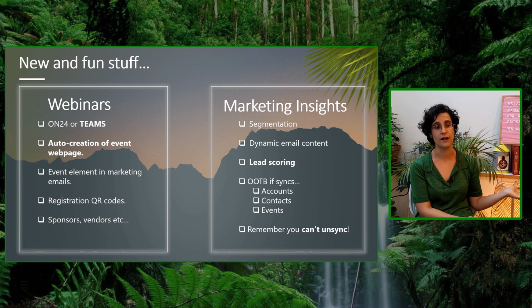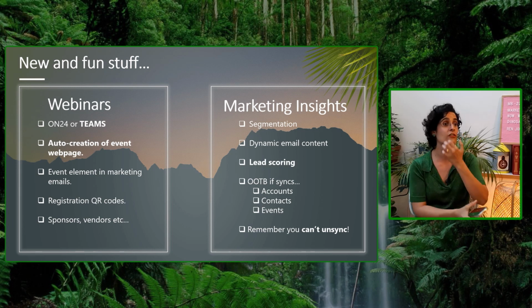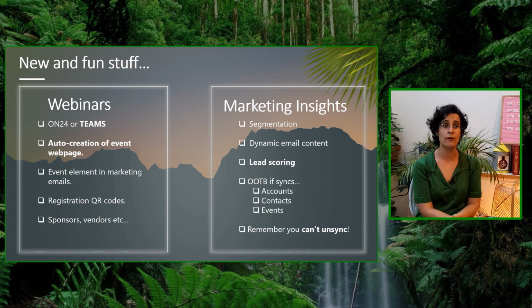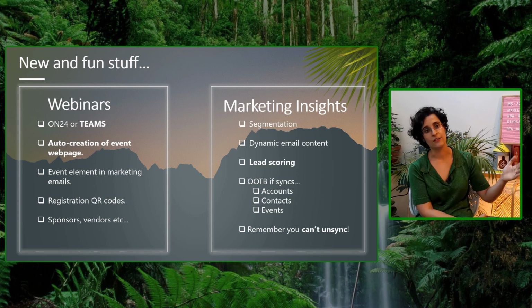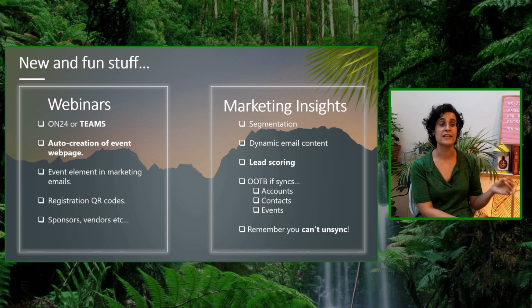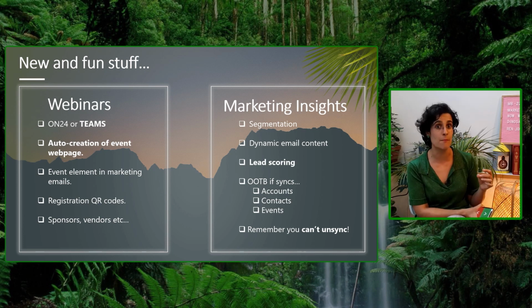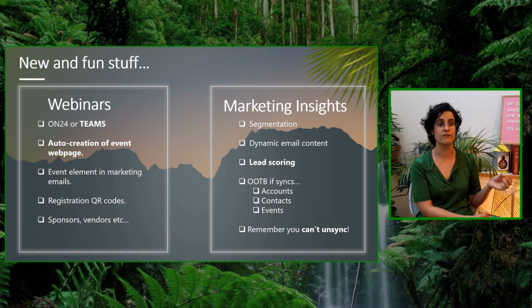And next up, marketing insights. Again, one of the new things, know that it now feeds into segmentation. It's going to give you out of the box segments, the dynamic segments that are created with AI. Know about the dynamic email content you can do. Understand how this interacts with lead scoring. Even though it is marketing insights, it feeds into that sales and standard lead qualification stuff. Know about the out of the box entities that sync: accounts, contacts, and events. Know that you have to sync other ones manually if you want to use them, things like event registrations, for example. And know that you can't unsync once you've synced things.